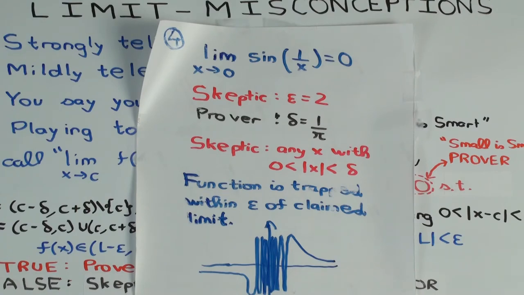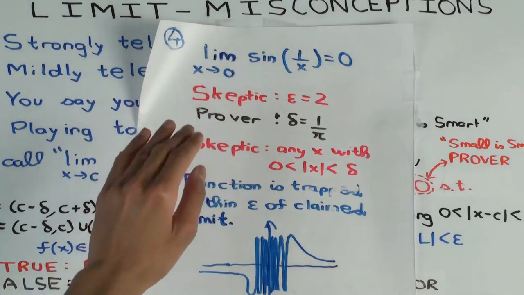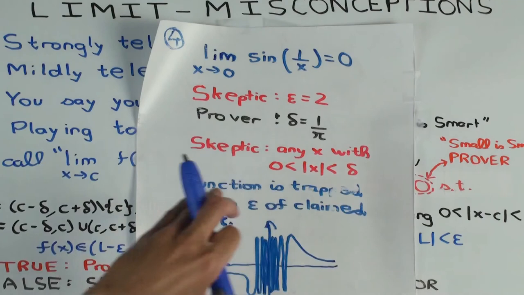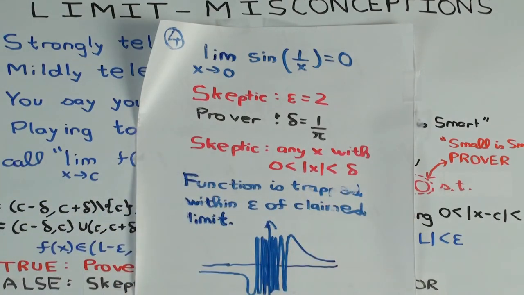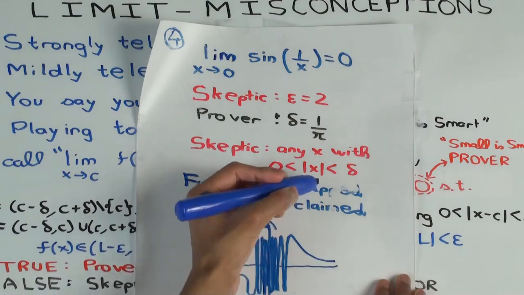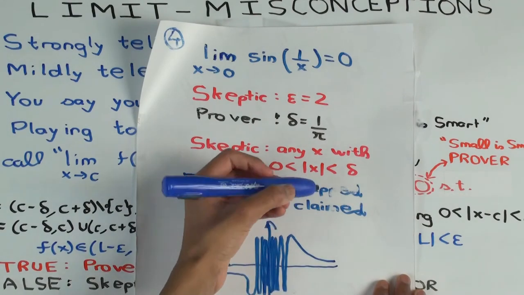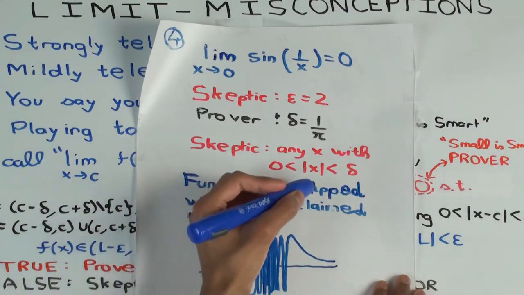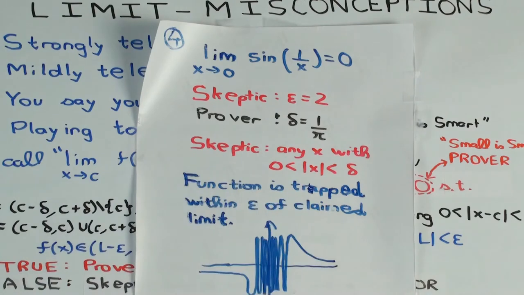No. So you say that the statement is false, but I'm going to try to show it's true. So here's how I do that. Let's say the skeptic picks epsilon as 2. Okay? And then the prover, so the epsilon as 2, that's the interval of width 2 about the claim limit 0. The prover picks delta as 1 over pi. And then whatever x the skeptic picks, regardless of the x that the skeptic picks, the function is trapped within epsilon of the claim limit.